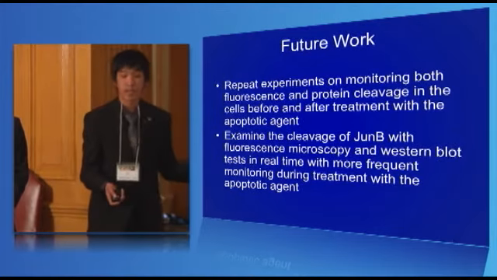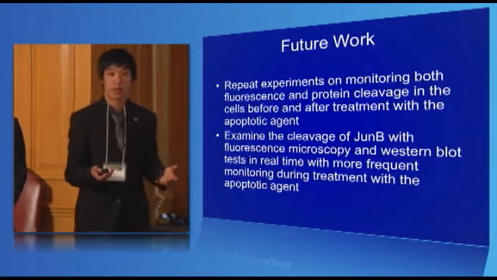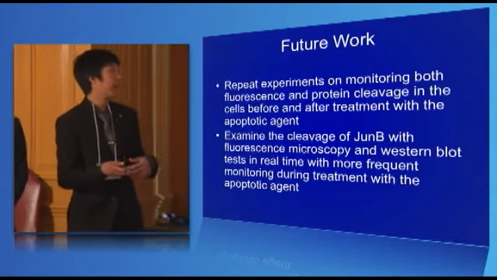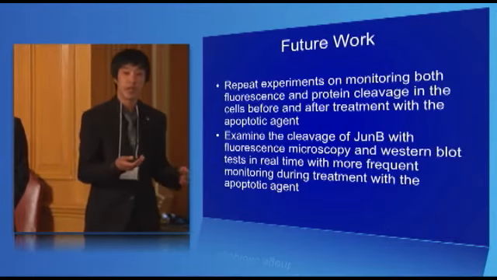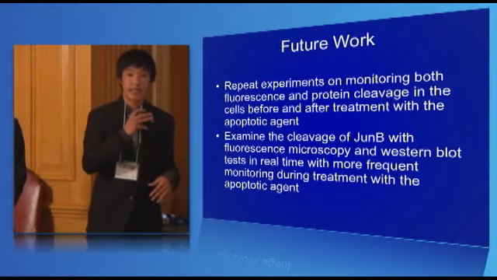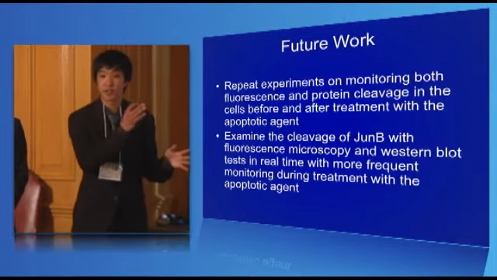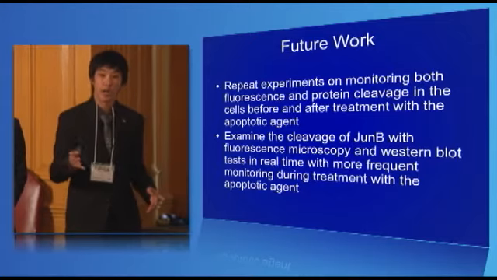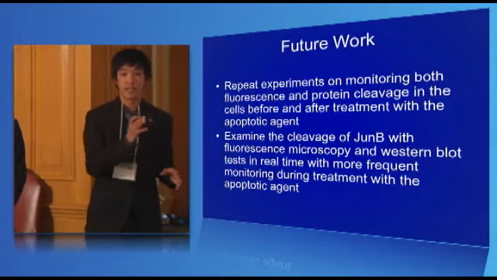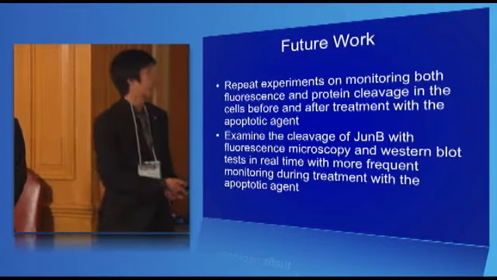As well, we would want to examine the cleavage of Jun B with fluorescence microscopy as well as Western blot tests in real time, by doing a time course. This would allow us to monitor cleavage of our proteins during treatment with the apoptotic agent at different intervals. Perhaps with fluorescence microscopy, we'd be able to monitor the change in fluorescence at different intervals, while the Western blot would allow us to know what's happening on a molecular level. This would really give us a better understanding of what's happening with our construct.